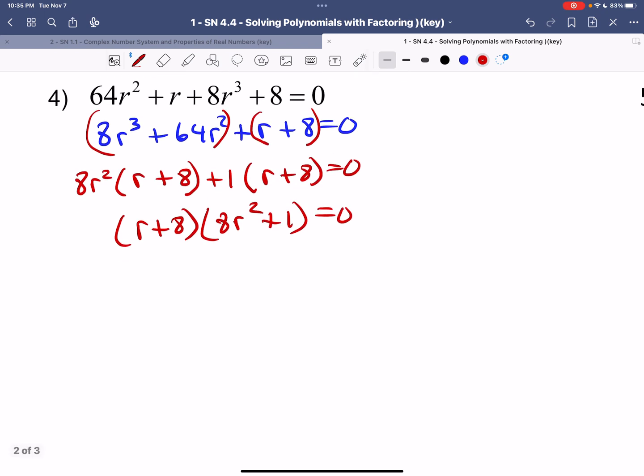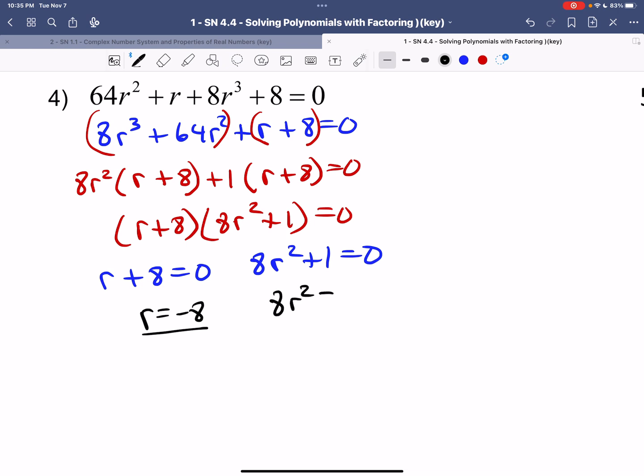All right. Step 3 of solving, set each factor, which r plus 8 is a factor, set it equal to 0, and 8r squared plus 1 is a factor, set that equal to 0. Subtract 8 from both sides, so over here r is negative 8. Now this one is going to require some old information to finish. First move the 1 over, 8r squared equals negative 1. Divide both sides by 8, so r squared is negative 1/8.